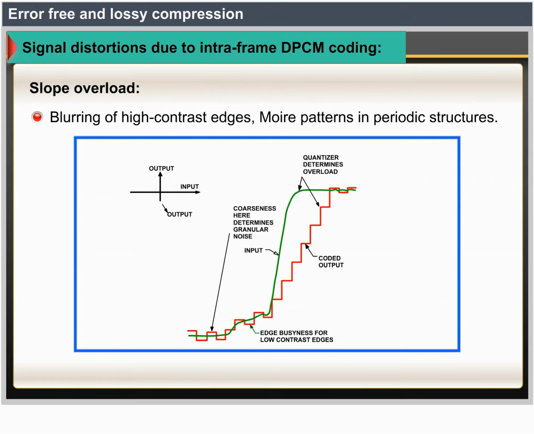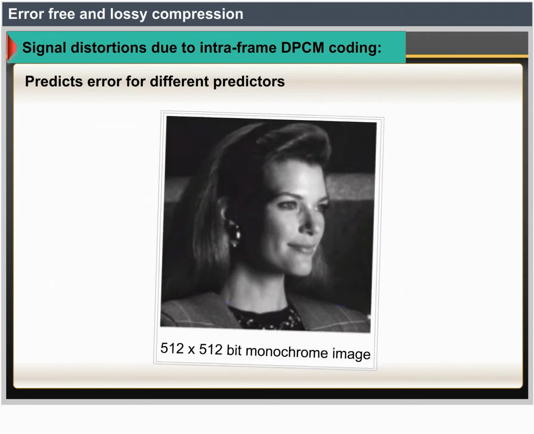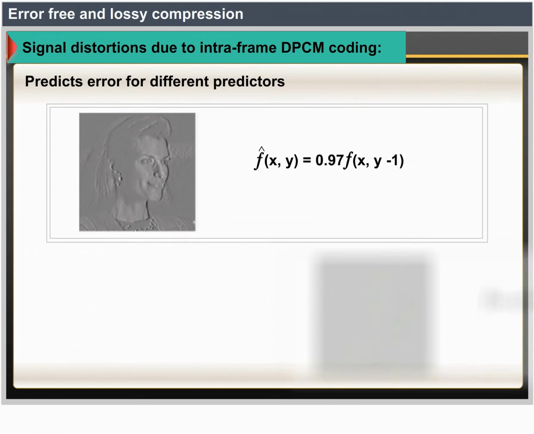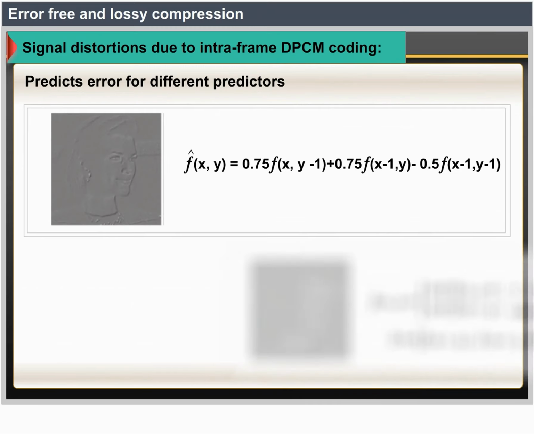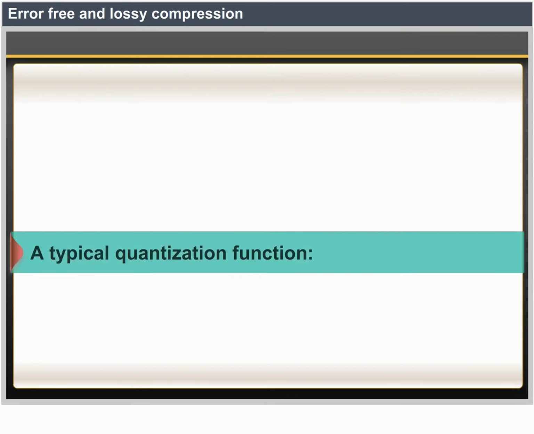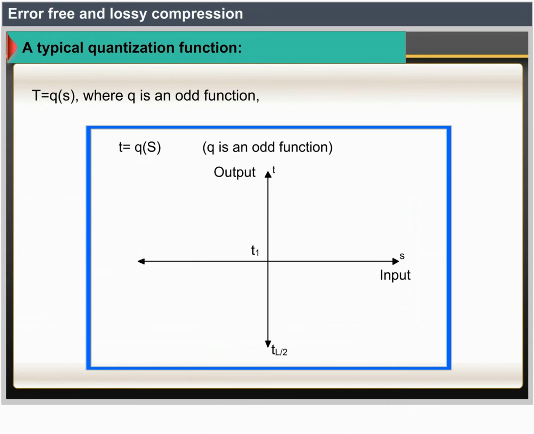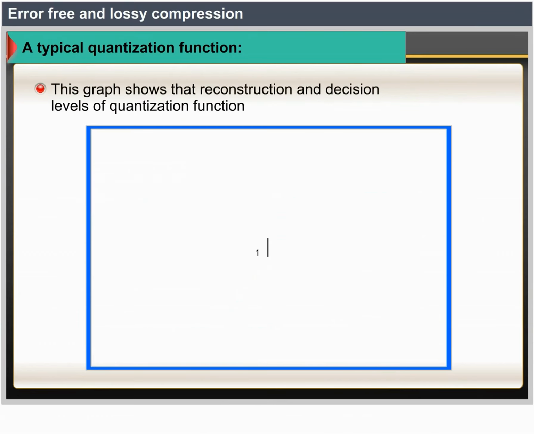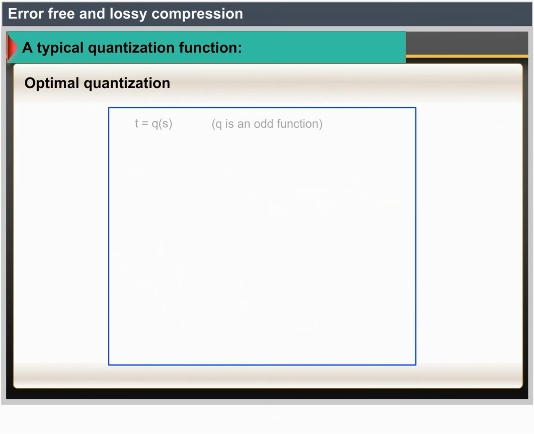Prediction error for different predictions followed by a 512 by 512 8-bit monochrome image. The prediction error equations can now be seen. This is also shown for different prediction errors. A typical quantization function: T equals Q of S, where Q is an odd function. This graph shows the reconstruction and decision levels of the quantization function. The optimal quantization equations can now be seen.